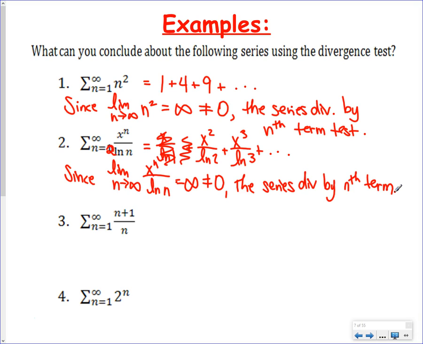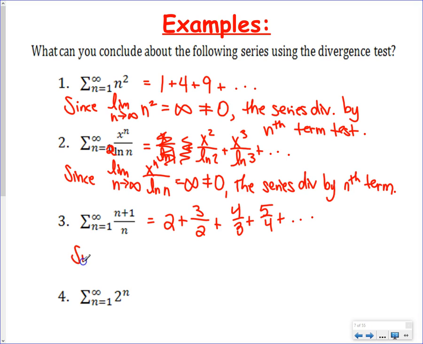Number 3, is it geometric? Oh, it is? Okay, cool. Because plugging in 1, we get 2 over 1, which is 2. Plugging in 2, we get 3 over 2. Plugging in 3, we get 4/3. Plugging in 4, we get 5/4. Okay, what are you multiplying by? Nothing constant. So therefore, is it geometric?